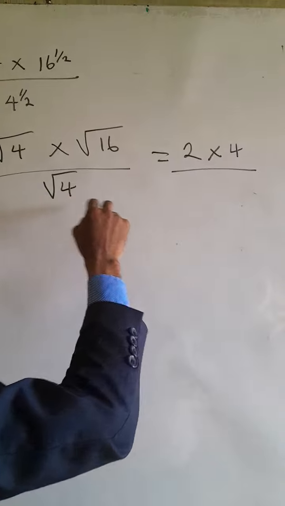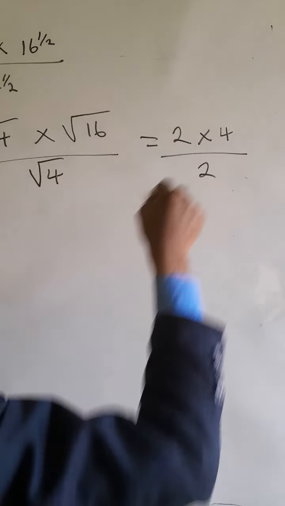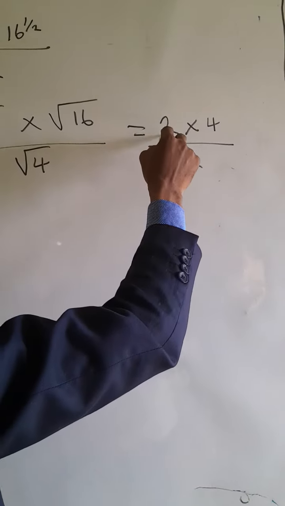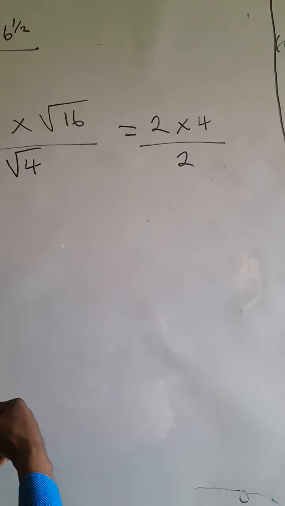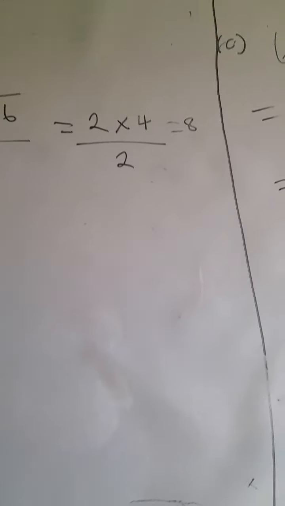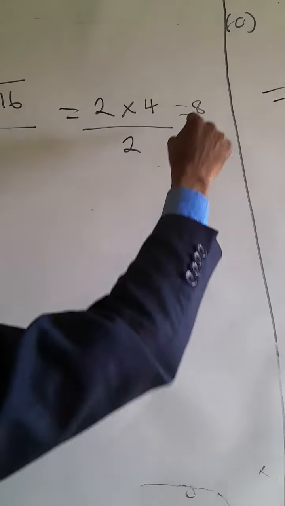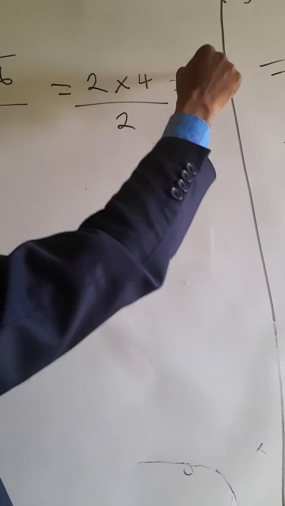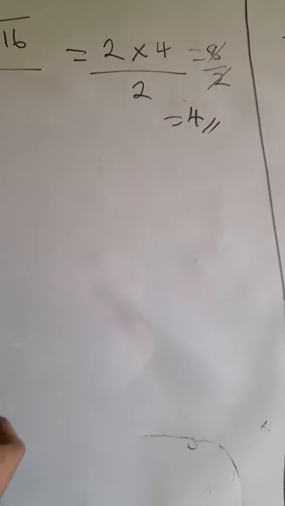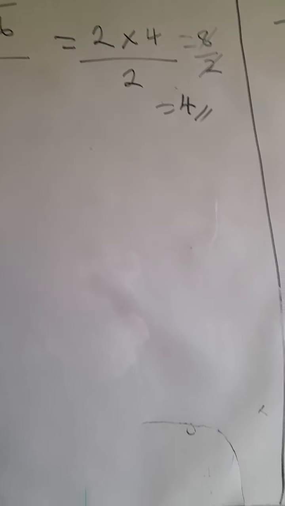The square root of 4 will give us 2. From here, 2 times 4 will give us 8. Divide by 2. 2 can divide this to give us 4. So our answer is 4.